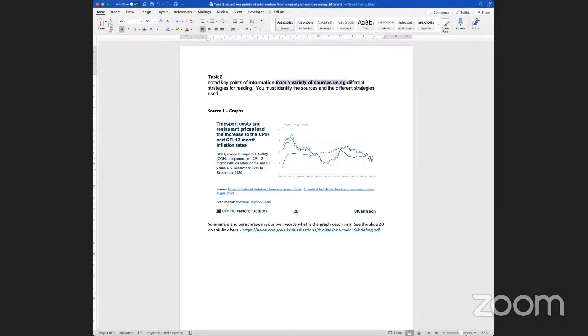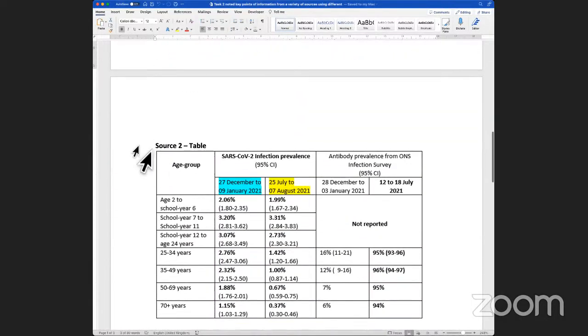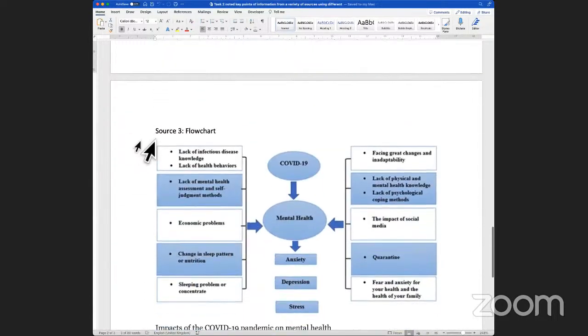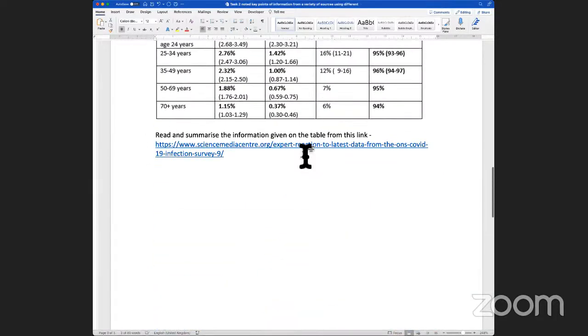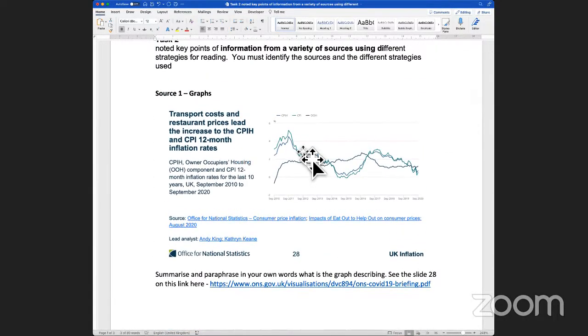So what we need to be able to do is look at different forms of information. From a variety of sources, one form of information is a graph. The second form of information is given through a table. And the third is given through a flow chart. Because it says variety, we can't use just one. We have to use a few. So I have taken 3 different forms of sources from which we can derive information.